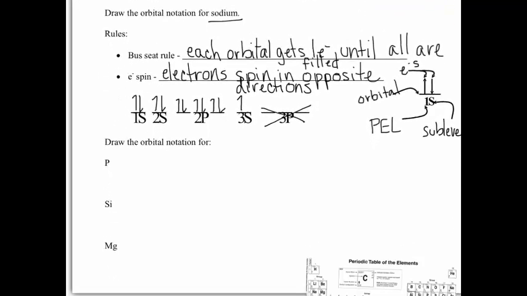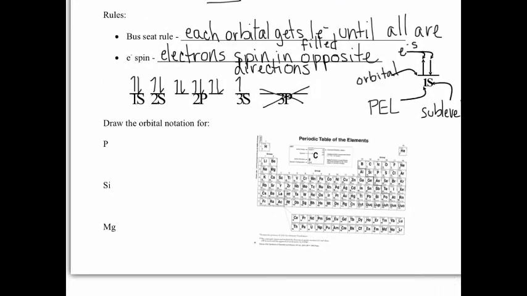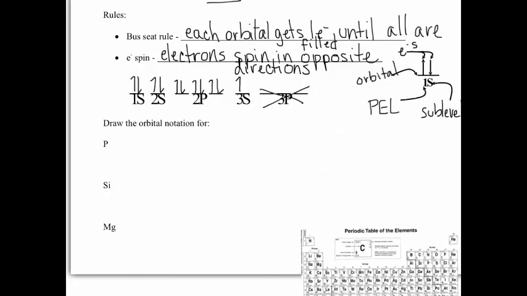Let's try another one. We're going to do it for phosphorus this time. So let's find phosphorus. Phosphorus is over here. Its electron configuration is 2, 8, 5. Get that out of the way, and we'll record that. 2, 8, 5. Well, now I can't see my little cheat sheet, so I'm going to do that here. S, P, D, F, 1, 3, 5, 7.